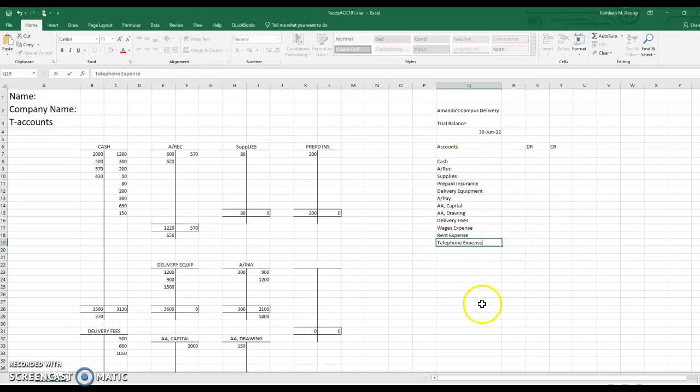Okay, so now we have all of our accounts listed down, and we're going to put in the balance that we have from these T accounts. So the cash balance is $370 on the debit side. Now, if all of your numbers are whole numbers, every single one, then it's not so bad to have all the numbers be whole numbers.